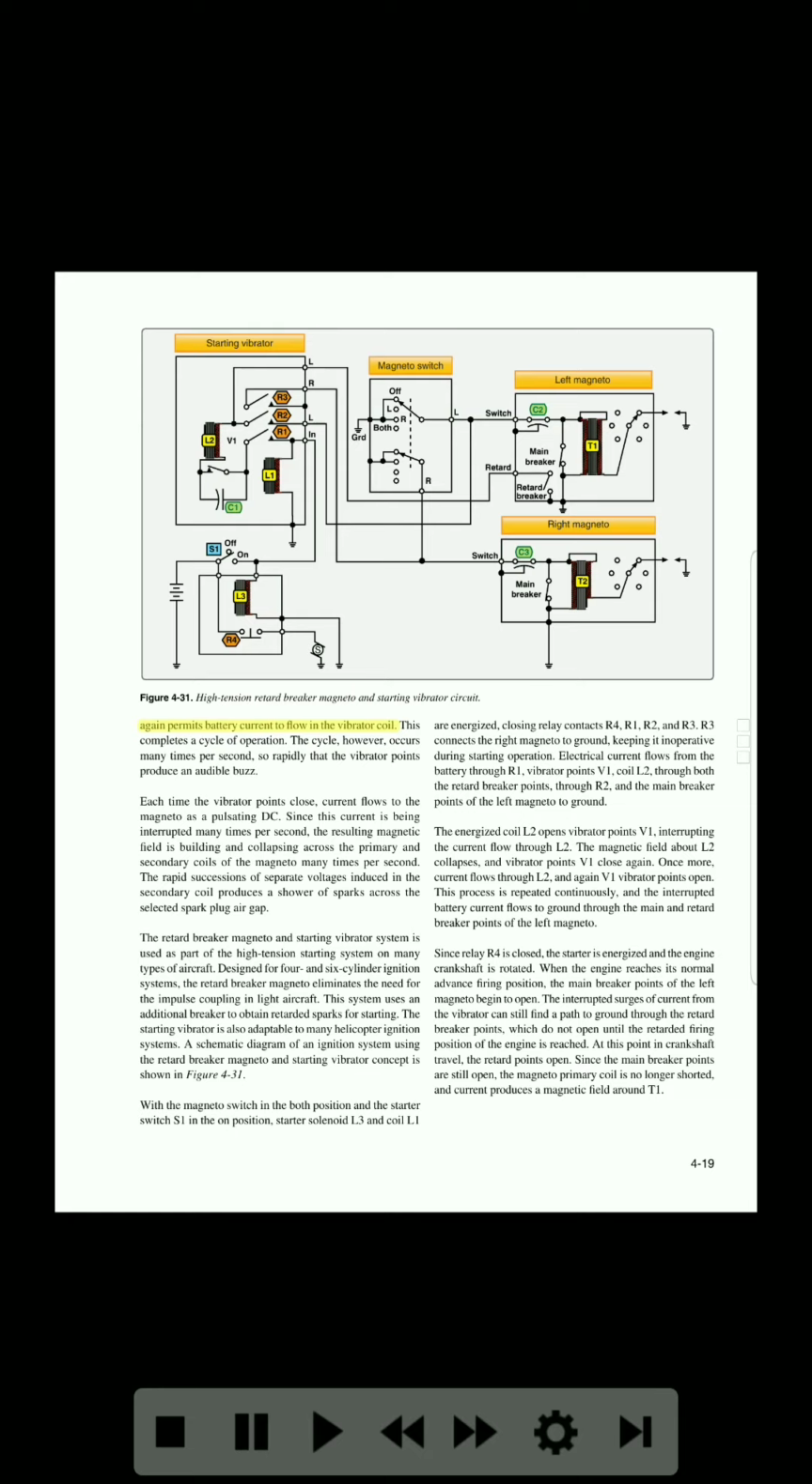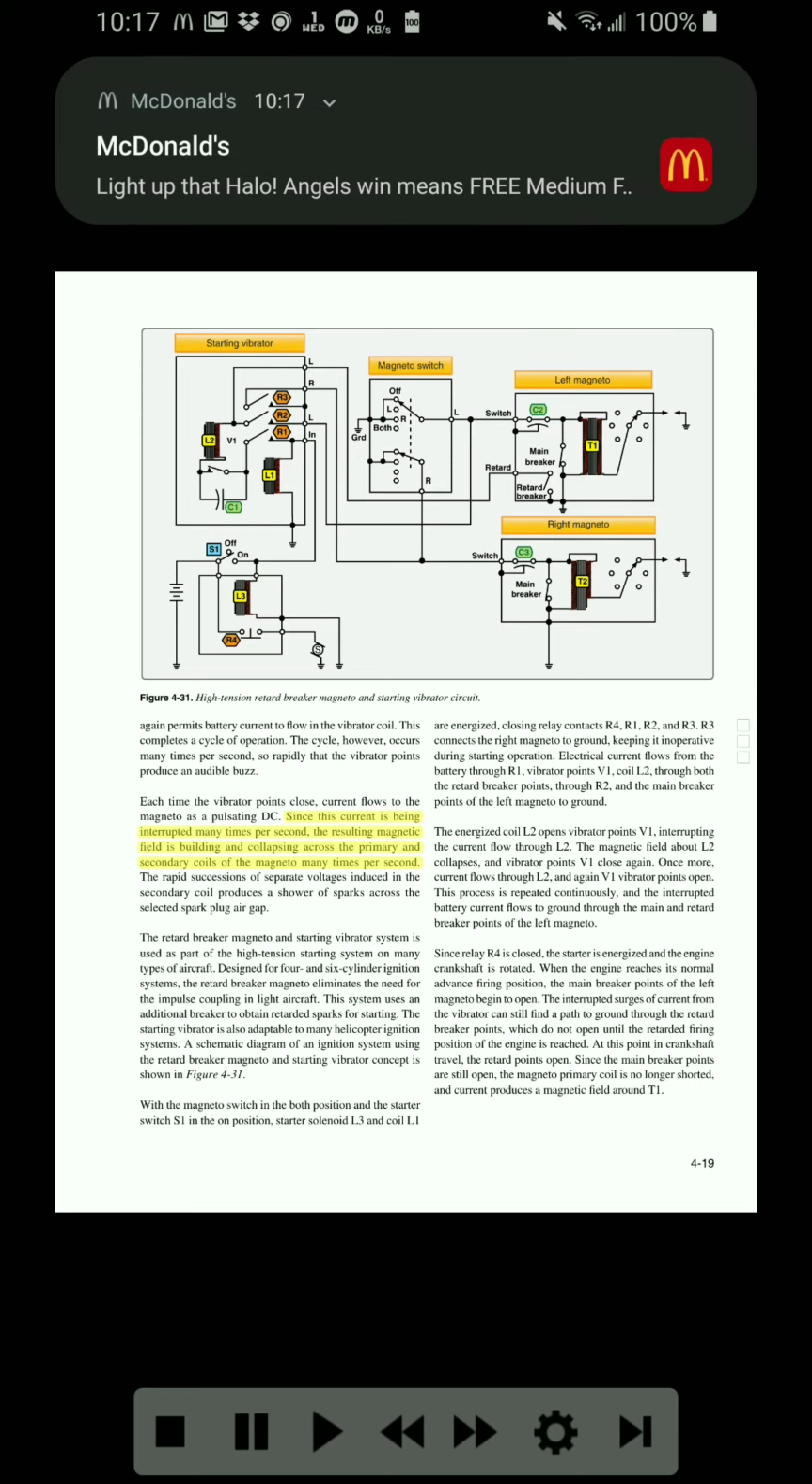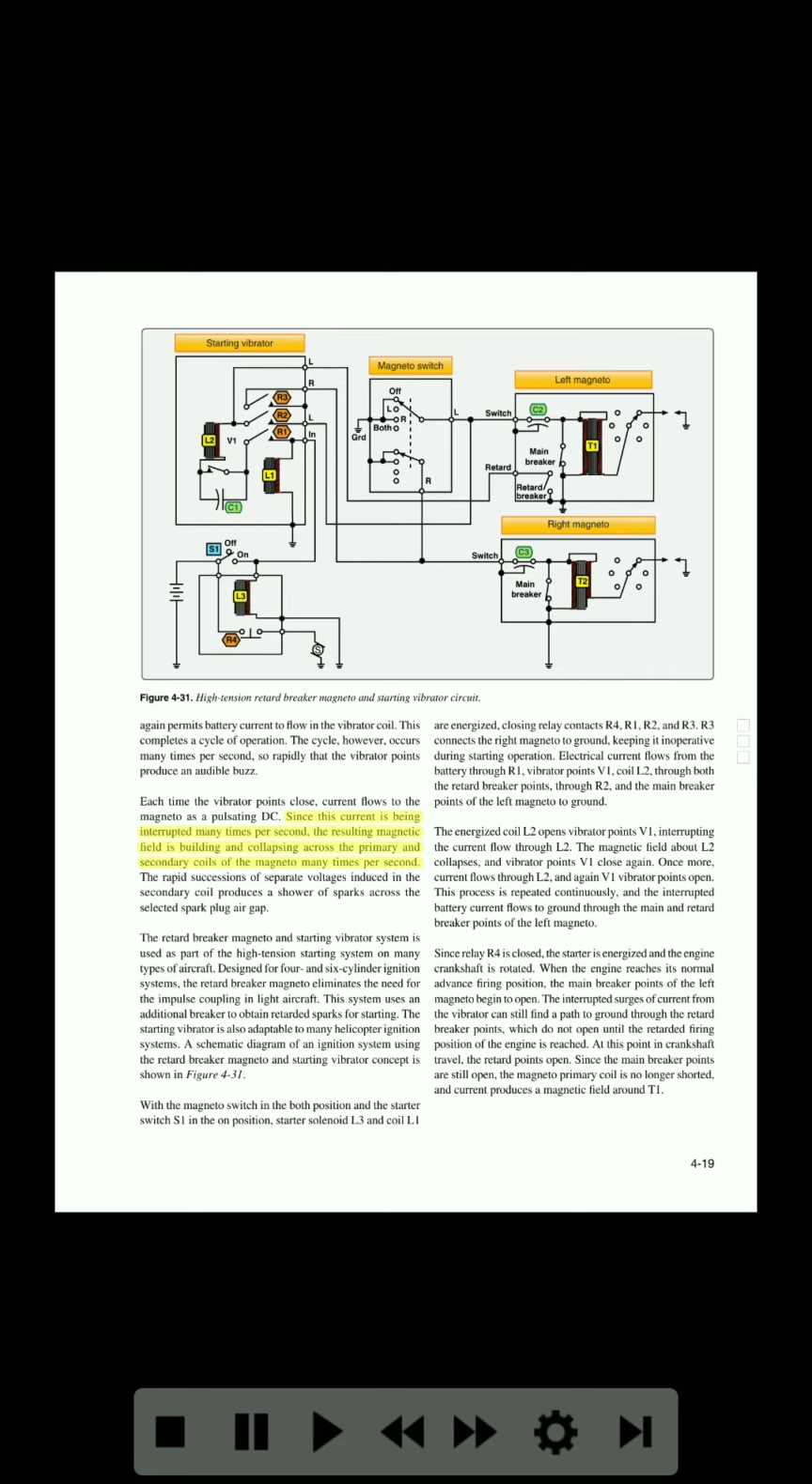Again permits battery current to flow in the vibrator coil. This completes a cycle of operation. The cycle, however, occurs many times per second, so rapidly that the vibrator points produce an audible buzz. Each time the vibrator points close, current flows to the magneto as a pulsating DC. Since this current is being interrupted many times per second, the resulting magnetic field is building and collapsing across the primary and secondary coils of the magneto many times per second. The rapid succession of separate voltages induced in the secondary coil produces a shower of sparks across the selected spark plug gap.